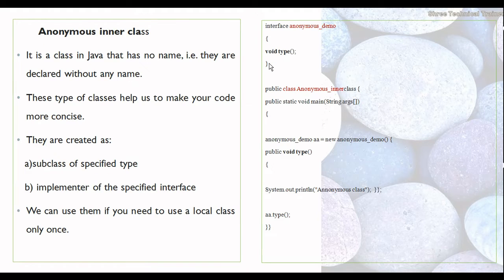Next is anonymous inner class. Anonymous inner class is a class in Java that has no name.